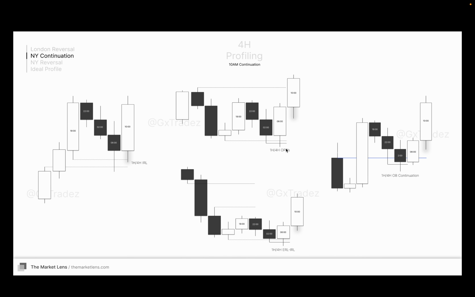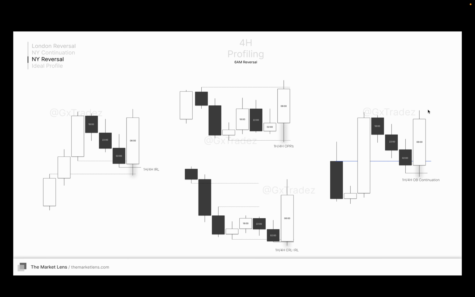Here's order pairing ranges where 6 a.m. puts a low of day in. Here's external to internal. And here's 2 a.m. putting a low of day in, right? As long as there is a draw on liquidity open for 10 a.m., you can trade continuation. But let's say we expand a very large range prior to 10 a.m., you don't really want to look for a 10 a.m. continuation, especially if the draw on liquidity is already taken. So that's a little tip for you.